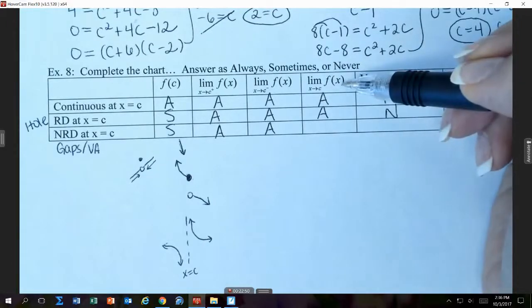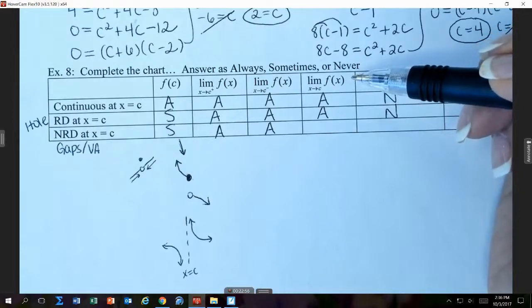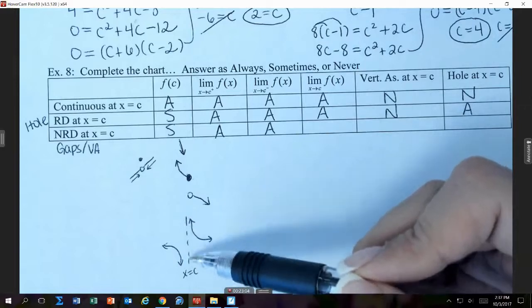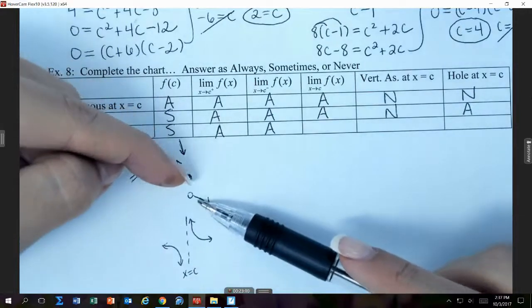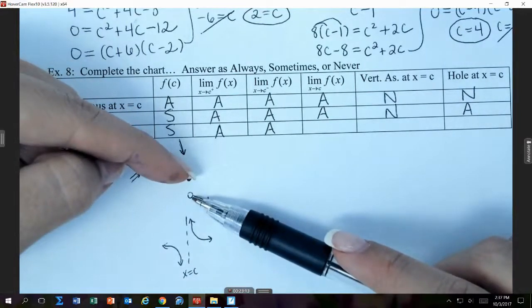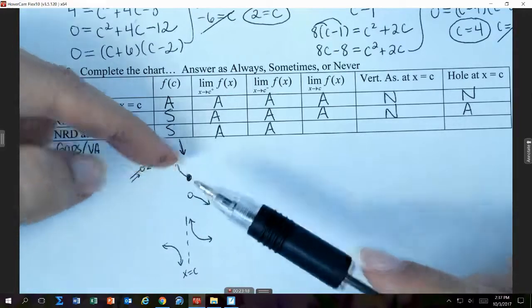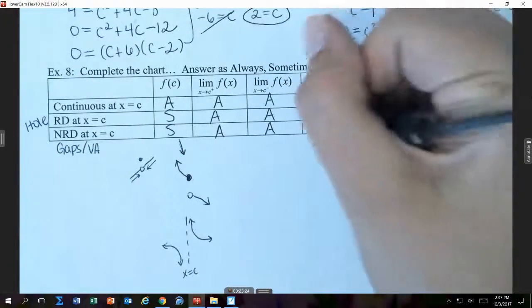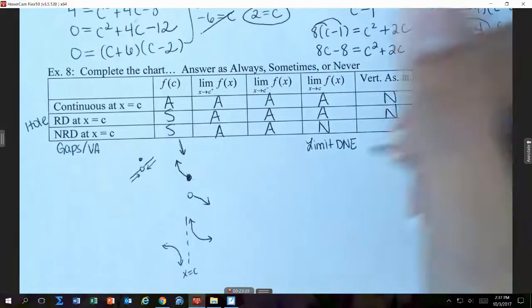What about your overall limit? Am I going to have an overall limit if there's a gap or an asymptote in my graph? Am I going to have an overall limit if I have an asymptote? What's the limit going to be if you have an asymptote? Does not exist. What's your limit going to be if your right and left hand sides don't meet? Your left and right hand sides are different limits. Are you going to have an overall limit? No. So with gaps and asymptotes, this is going to be never. Okay? The limit does not exist if you have a non-removable discontinuity.